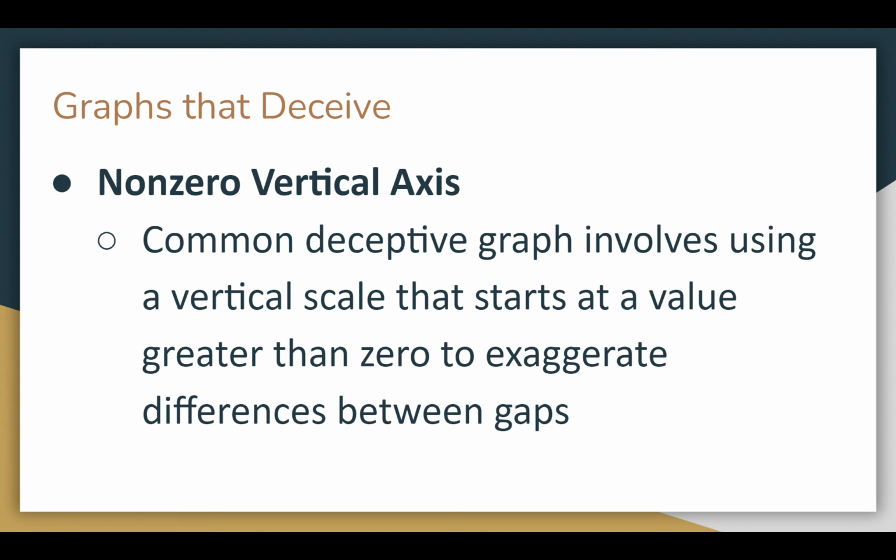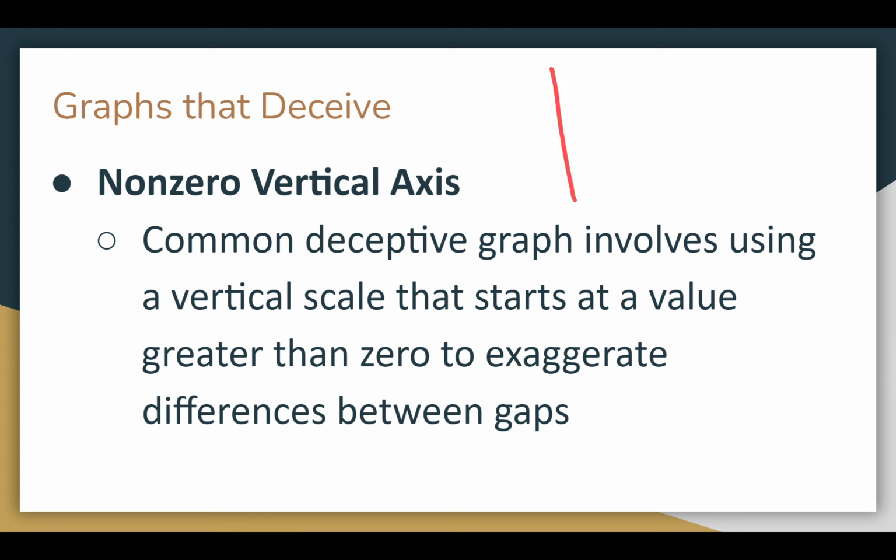Graphs that deceive. So things you want to avoid when you're creating graphs, but also when you're looking at graphs, to tell, is this a good graph? Is this representing what I want it to in a way that I want it to? So common deceptive graphs involve using a vertical scale that starts at a value greater than 0. So that would exaggerate differences between gaps.